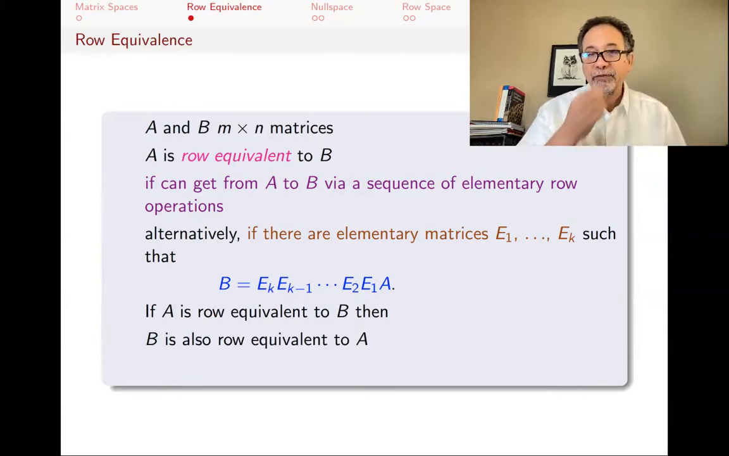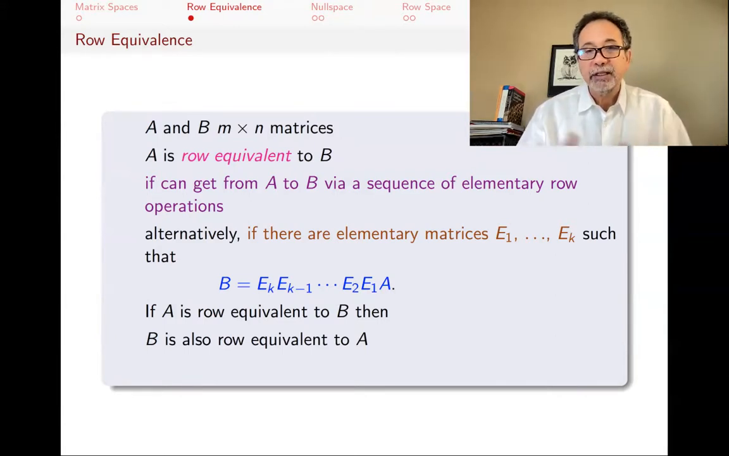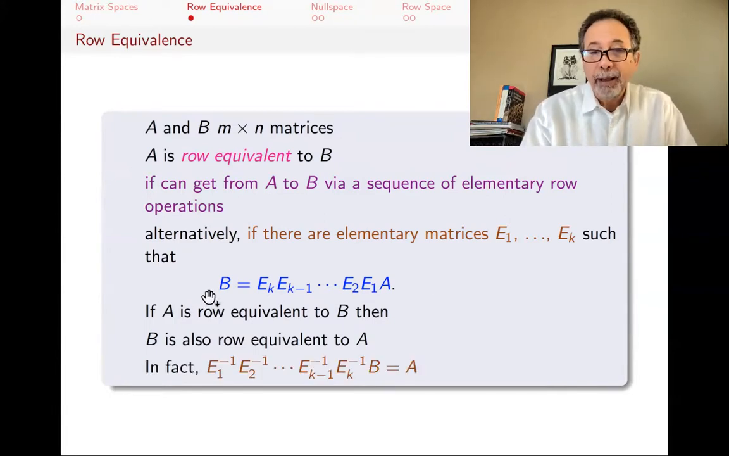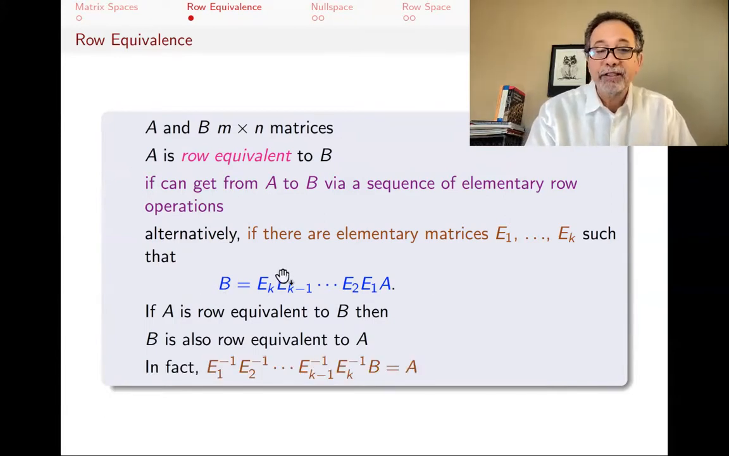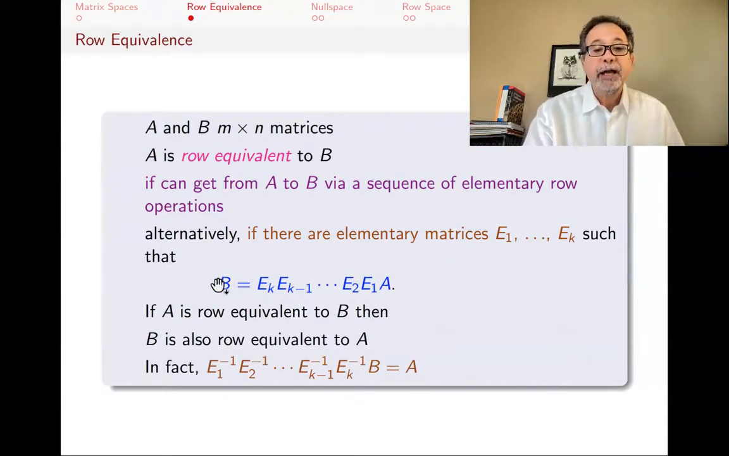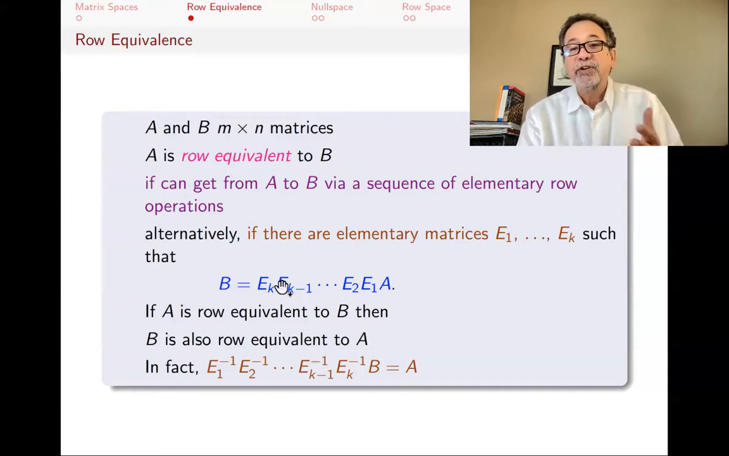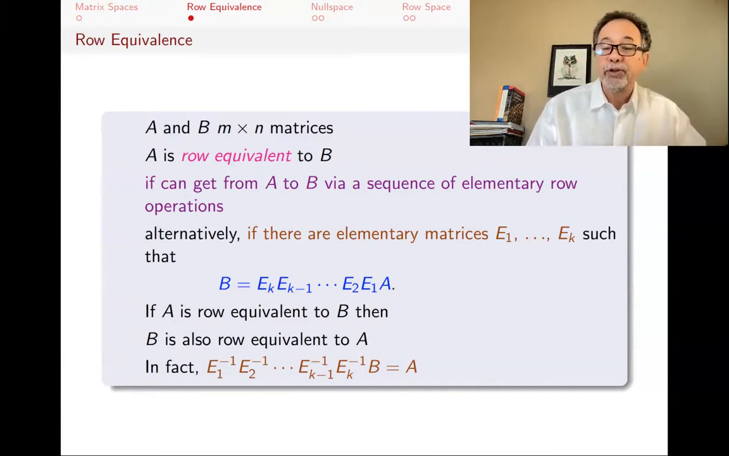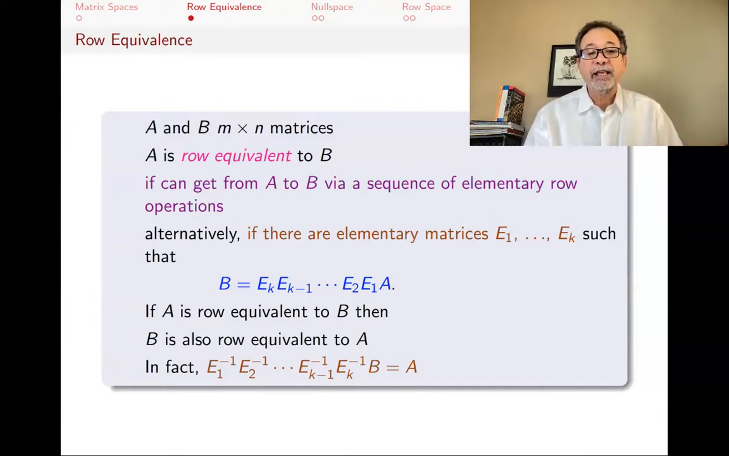We talked about these in the video on elementary row operations. It's not very hard to figure it out anyway. In fact, you can do that by multiplying on the left this blue equation by EK inverse. And when you do that, on the right, EK inverse cancels EK. So that means that you peeled off EK and moved it to the other side, but you paid a price, you made it EK inverse.